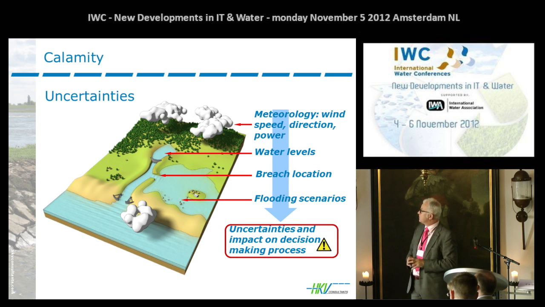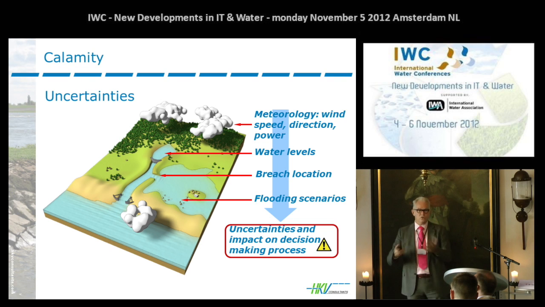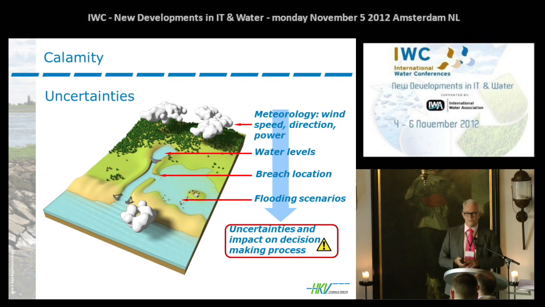What we also want to provide with the system is that you make clear what the uncertainties are. And we have uncertainties in the weather situation, especially the wind in this part of the Netherlands, the wind speed, direction, and the wind power, in the water level, but of course also the bridge locations, where it goes wrong if it goes wrong, and based on that, we have then our flooding scenarios. And by making clear the uncertainties, we can also react on these uncertainties and act on that.